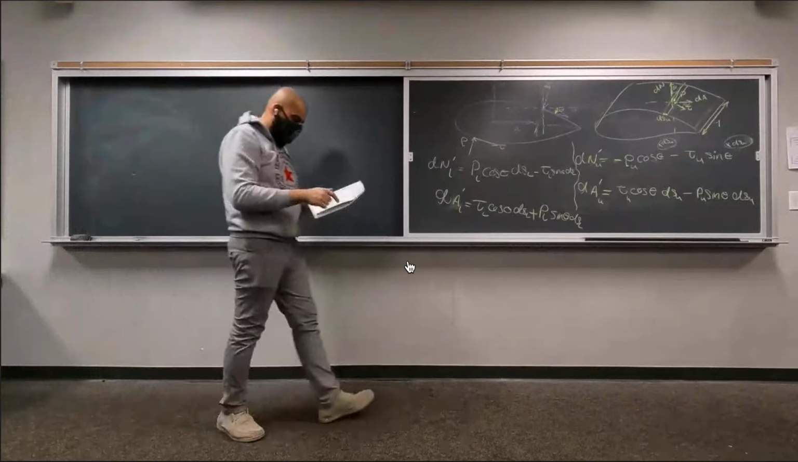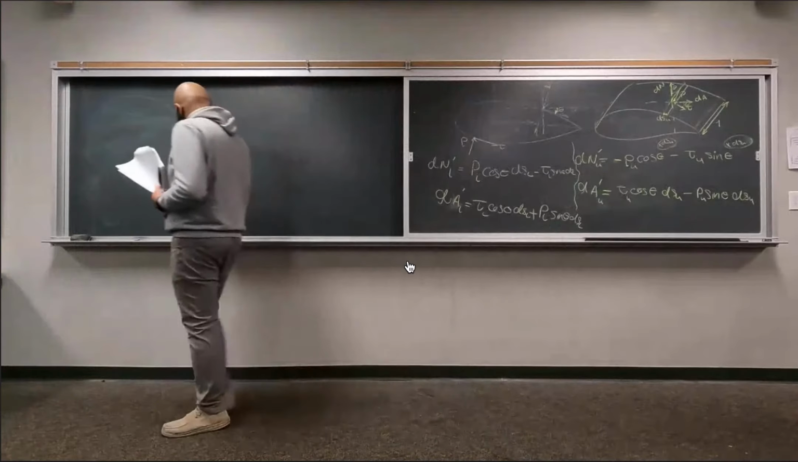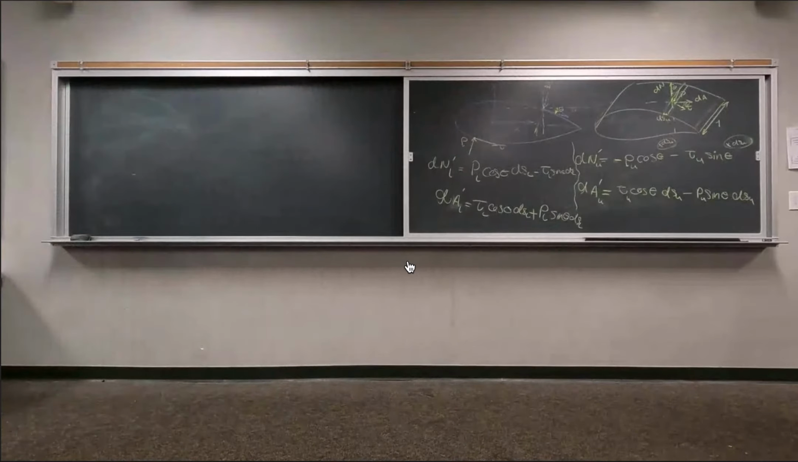Okay, so let's continue. So we have the derivative of the force. We have the dN prime and the dA prime, right? How can we find the total force? We essentially have the force that is being applied on a very small element of surface, right? A very small section, dSU. And we want to find the force over the whole thing. How should we do that? Take the integral over the surface, exactly.